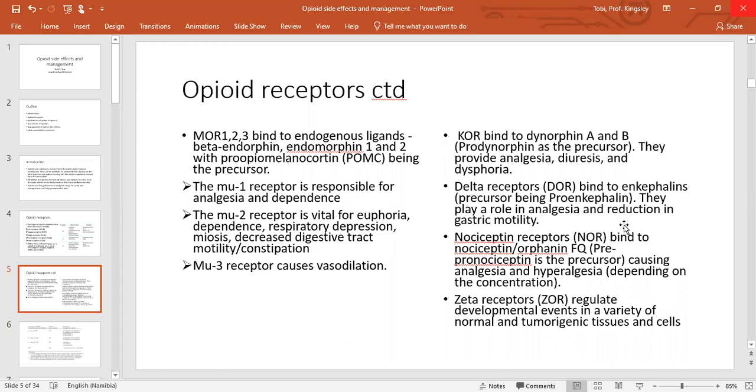So you can see that even within the receptor types, we have subtypes that are responsible for specific effects or activities of opioids generally. The kappa receptors bind to dynorphin A and B, and they provide analgesia, diuresis, and dysphoria. The delta receptors bind to enkephalins, and they play a role in analgesia and reduction in gastric motility. The nociceptin receptors cause analgesia and hyperalgesia. This depends on the concentration: the higher the concentration of receptors bound, the more we have hyperalgesia. The zeta receptors regulate developmental events in a variety of normal and tumorigenic tissues and cells. Really, they do not have much analgesic effect like the other ones.